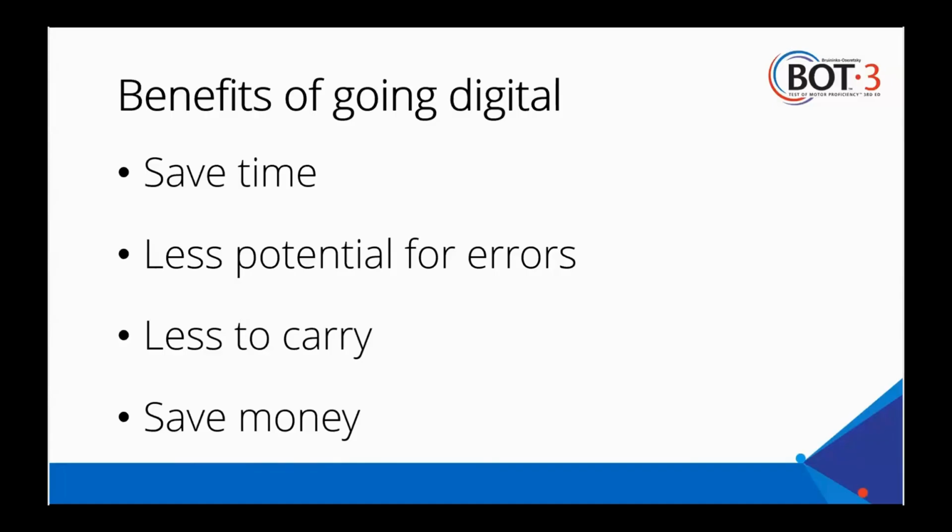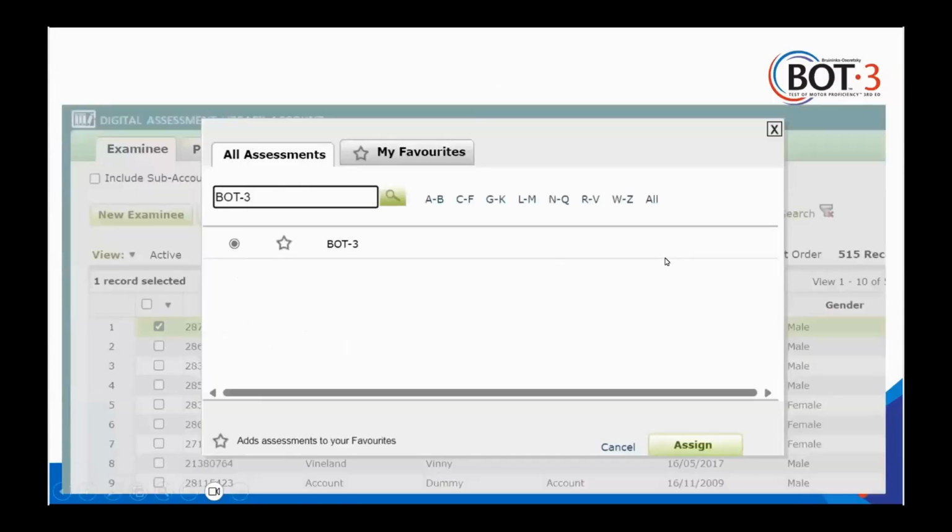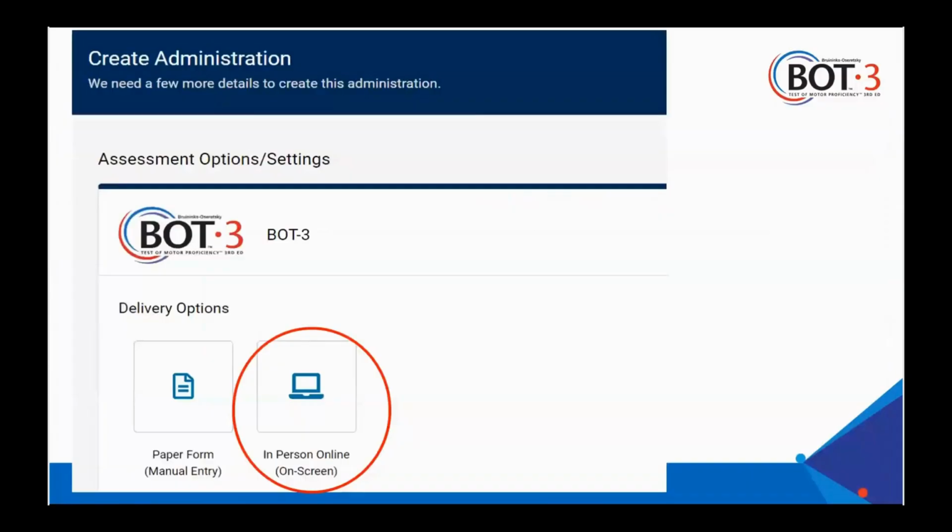You only consume your usage at the point where you generate a report, and you can buy as many or as few at a time as you like. Let's now take a look at how it works. The first step is to log into your Q-global account and select an examinee, then assign the assessment. You can find the BOT-3 by typing it into the search box or add it to your favorites to save time. You then have the choice between either manual entry or on-screen administration.